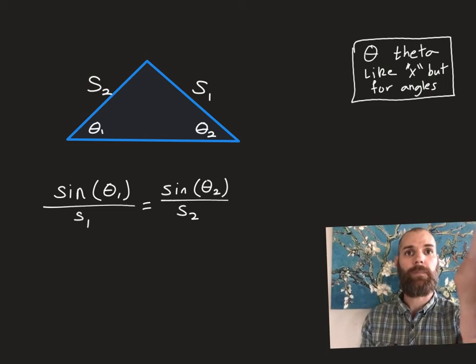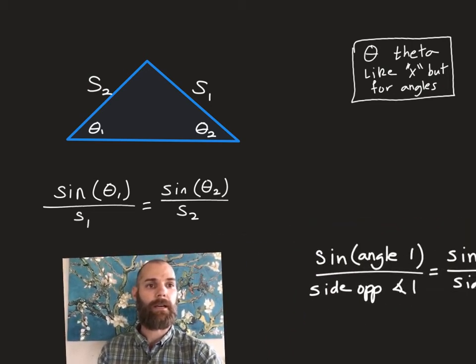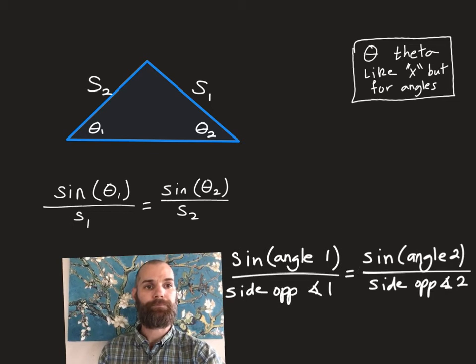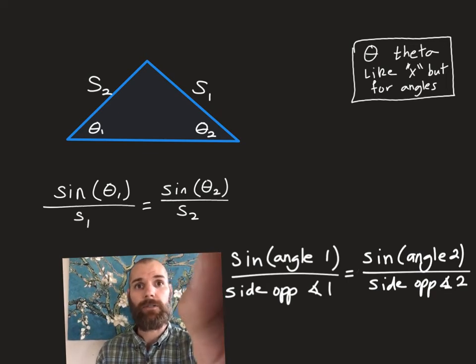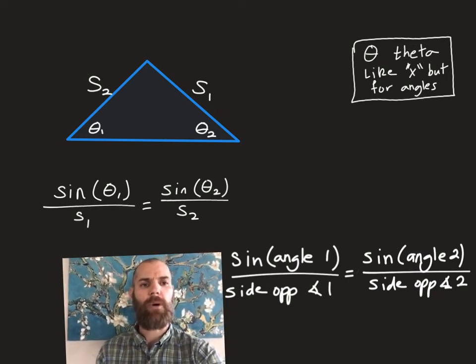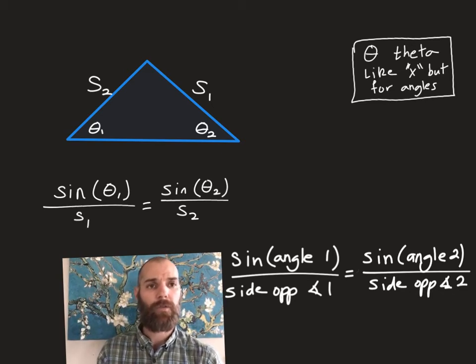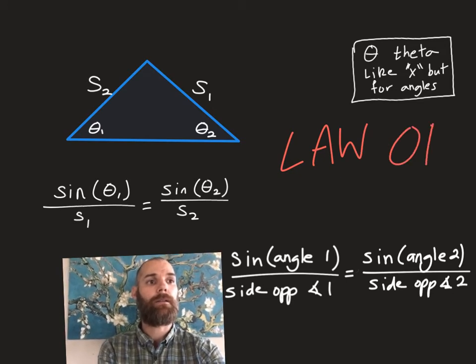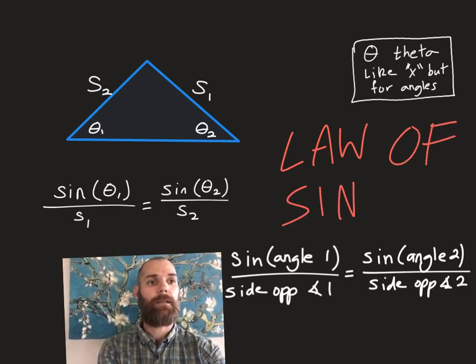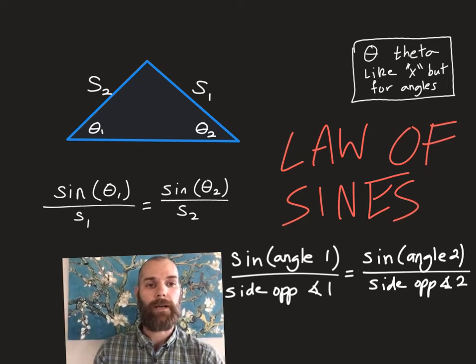Side 2. So that's just another way to think about the same thing. I wrote it out a little more in words here. The sine of any angle 1 divided by the side opposite that angle 1 is equal to the sine of angle 2 divided by the side opposite that angle 2. These are both saying the same thing, I just wrote them differently, so use whichever way makes more sense to you. What we're talking about here is the law of sines. If it's still a little fuzzy for you, don't worry. We'll put it into play with some examples, and that should make more sense.